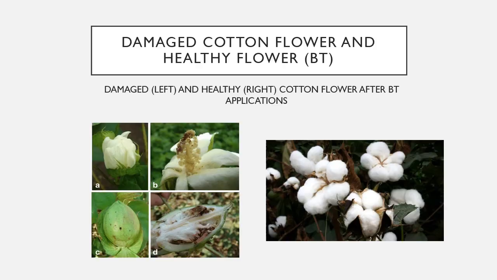So here is the illustration of a healthy and damaged cotton flower. On your left side you can see the damaged cotton flower, and on your right side you can see the healthy flower. This healthy cotton flower is after the application of the Bt formulation. Before the application we can see the damaged cotton flower, which leads to a decrease in the production of the cotton.